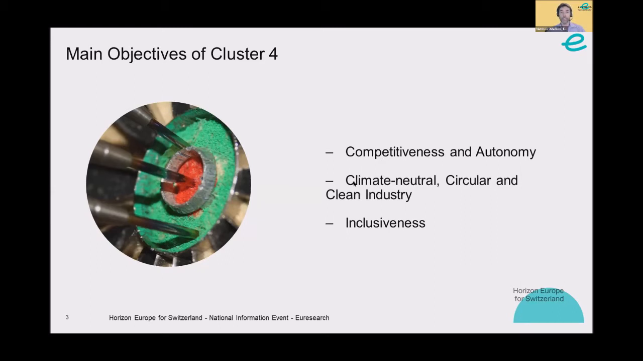Second point is focusing on the green element. So it's striving for climate neutrality, circularity, and sustainability in all technology solutions. And the third point is inclusiveness. So we do want a thriving economy, but we want to have an economy which is not only thriving, it's also inclusive, and it doesn't leave anyone behind.